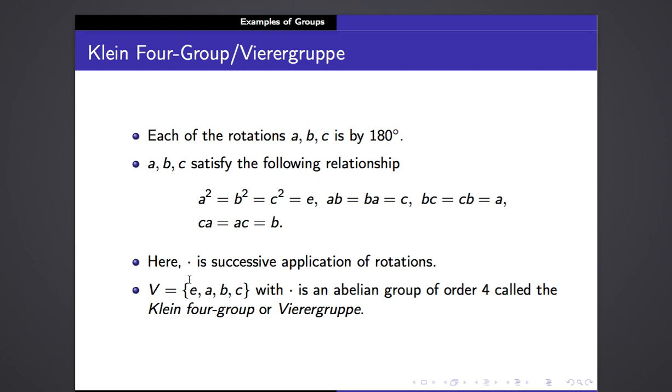So here, the set V consisting of E, A, B, C with this successive application of rotations as a multiplication is an abelian group of order 4 called the Klein four group, or in German, Vierer group. Well, the reason it's got the German name is because the Klein four group is named after the German mathematician Felix Klein. Okay, Felix Klein.